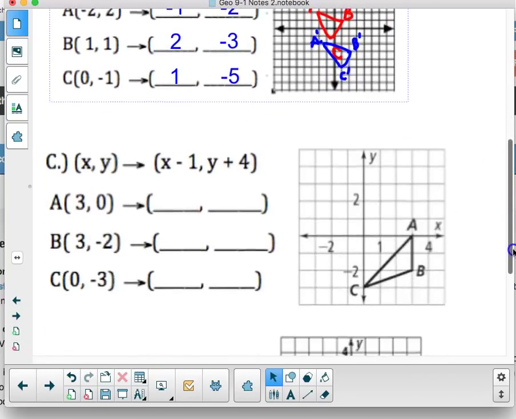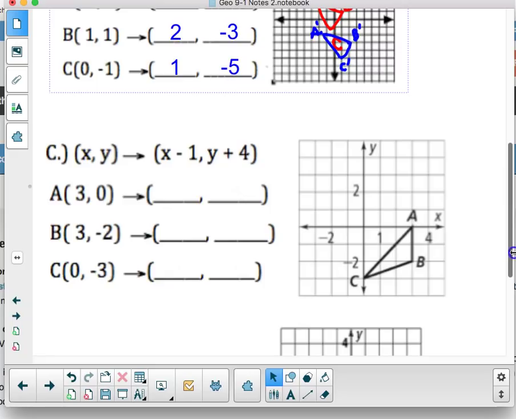Let's try, make sure we understand this, kind of our self-quiz. Go ahead and do C and D. Make sure you can do them on your own.